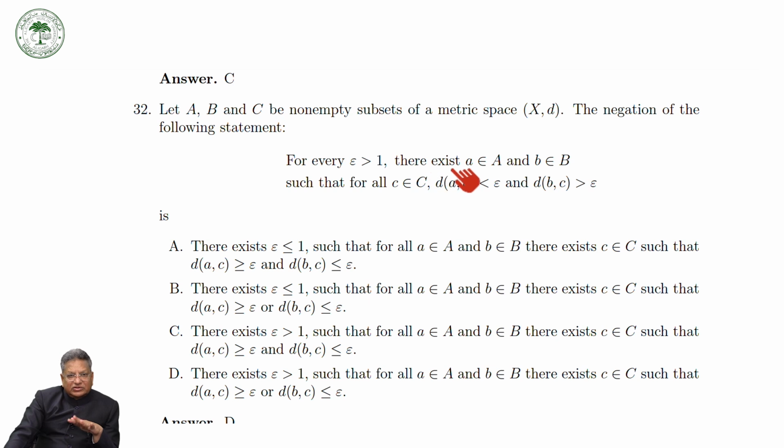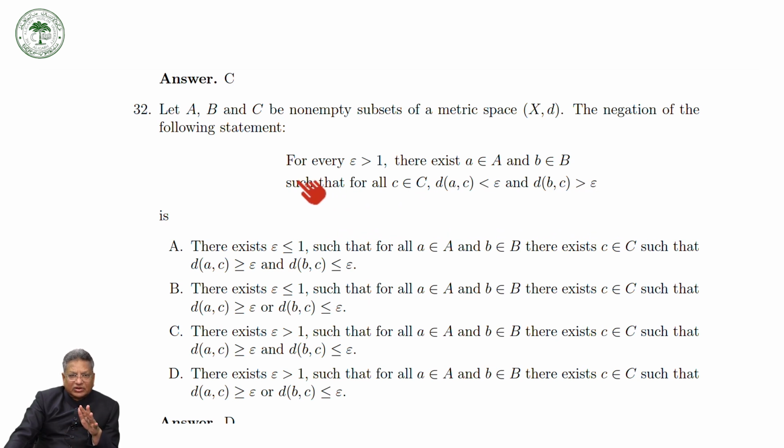There exists means for all. Okay, so the negation of this is there exists for all. And also for all there exists becomes there exists for all. Less than means greater than or equal to, and greater than means less than or equal to.